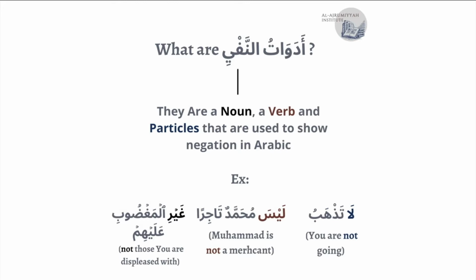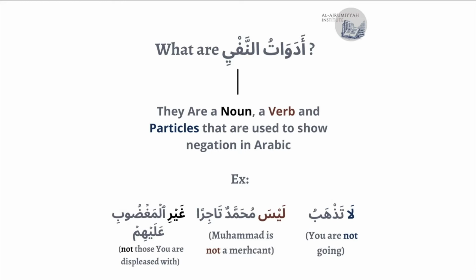So an example of the noun that shows negation in the Arabic language is ghayr. Ghayr is a noun that's used to show negation, so it's part of the elements of negation. So when I say, for example, غَيْرِ الْمَغْضُوبِ عَلَيْهِمْ, not those you are displeased with. So ghayr is translated as not.